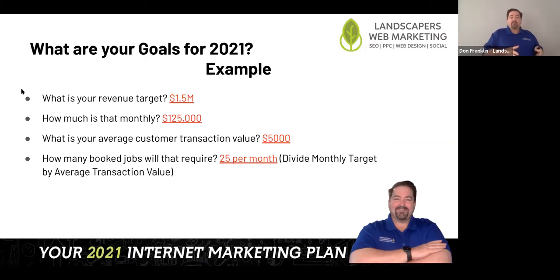So how many booked jobs is it going to require for you to hit that number? And that's very simple math. You divide that target number by the transactional value, and it's 25 booked jobs per month.